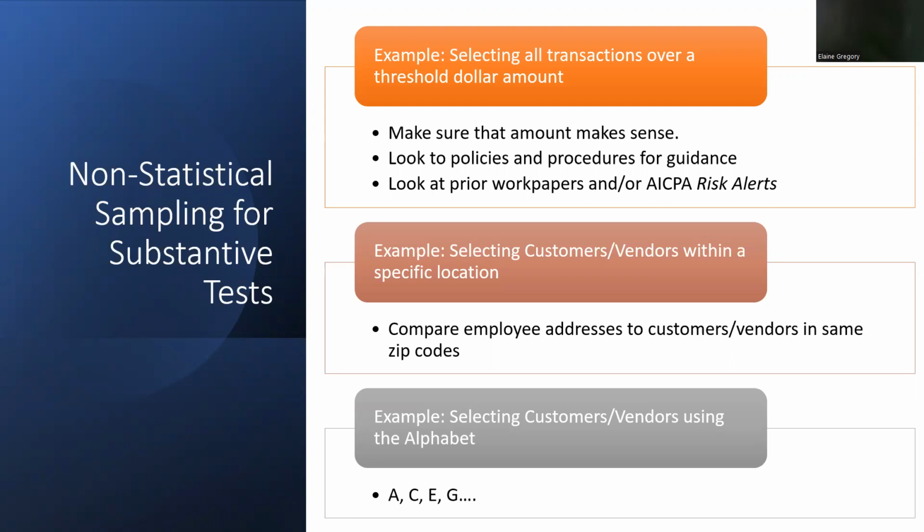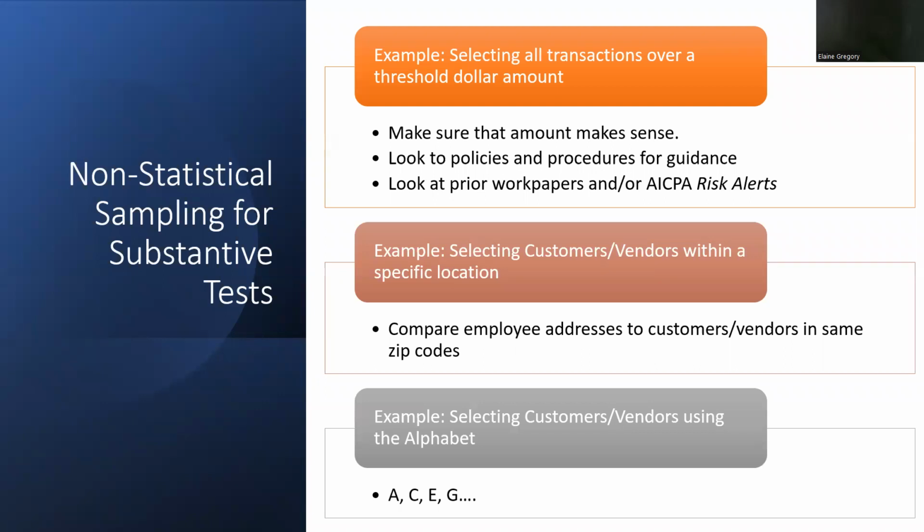You can also look at prior work papers if you have performed this audit in the past, and or look at the AICPA risk alerts for that industry. That might give you some information. If they're finding a lot of errors over a certain threshold, you can use the risk alert to support. I'm going to look at that threshold as well.